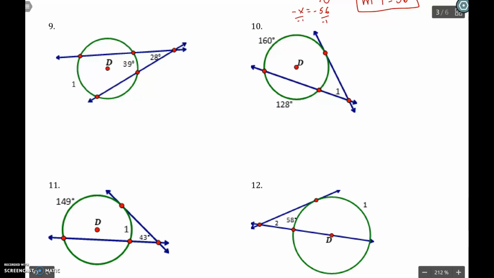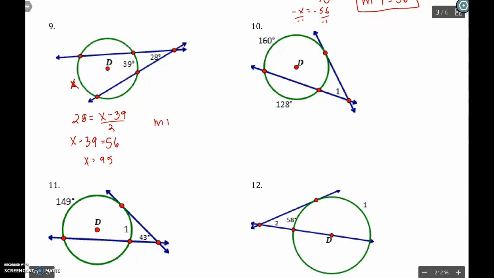Okay, number 9, very similar. We have the arc that we're looking for, so I'll call it x. The angle 28 would be equal to the further arc minus the near arc over 2. Cross multiply. We're going to get x minus 39 equals 56, and then 56 plus 39 would be equal to 95.